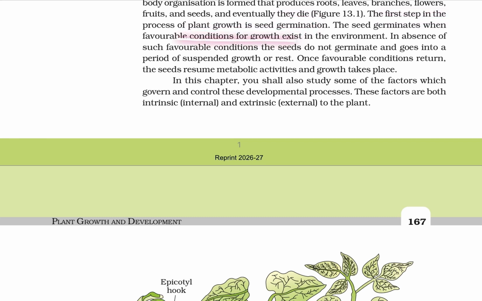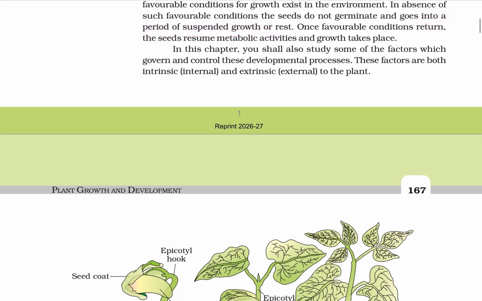The seed germinates when favorable conditions for growth exist in the environment. In the absence of favorable conditions, the seeds do not germinate and go into a period of suspended growth or rest. Once favorable conditions return, the seeds resume metabolic activity and growth takes place.